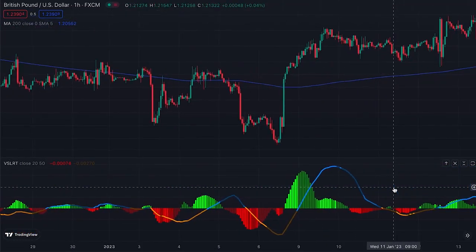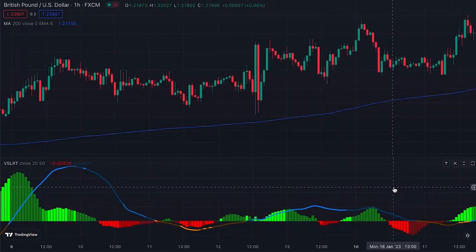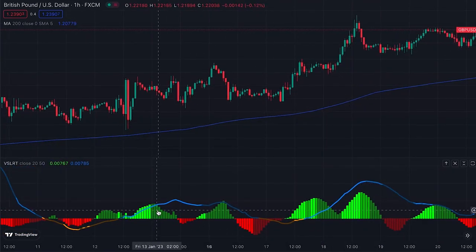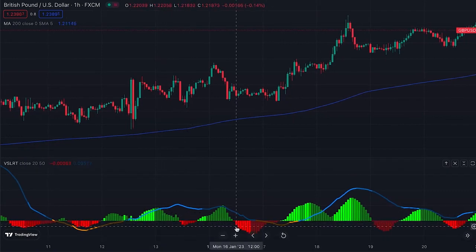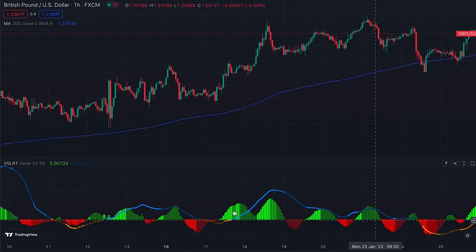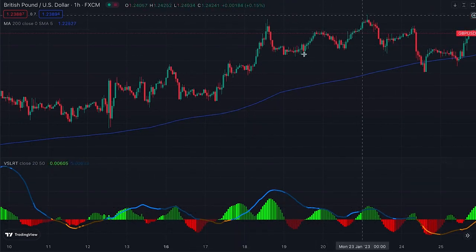The same methodology can be used for the histogram. When this line is above zero, in other words, the color is blue, and when we get a red histogram, it's actually a pullback. If you pay attention, all these red histograms are showing pullback in the market. And then when they change to green color, the market advanced, as you can see.